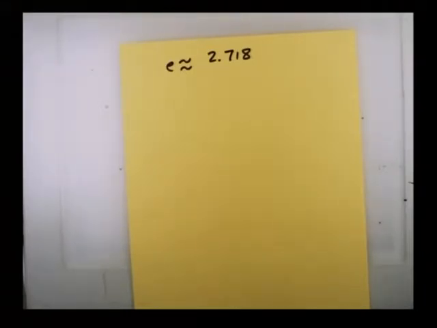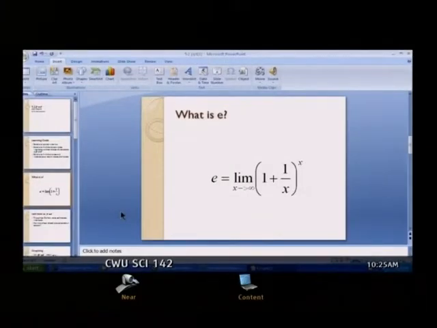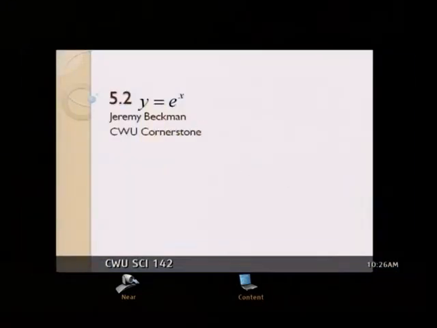And again, the limit as x goes to infinity of (1 plus 1 over x) all raised to the x power. Let's flip back to the PowerPoint real quick. So that's what e is, that's where e came from. It has some cool properties. One of them we'll get to talk about today when you take 172. We'll talk about a few more.